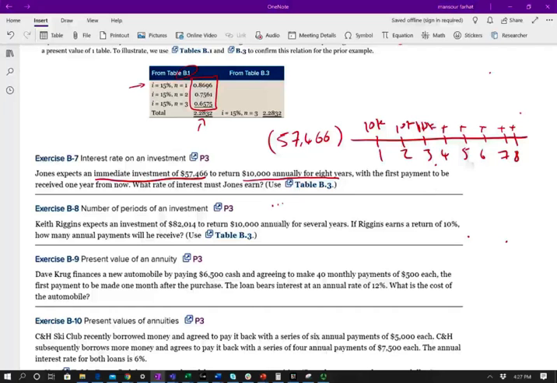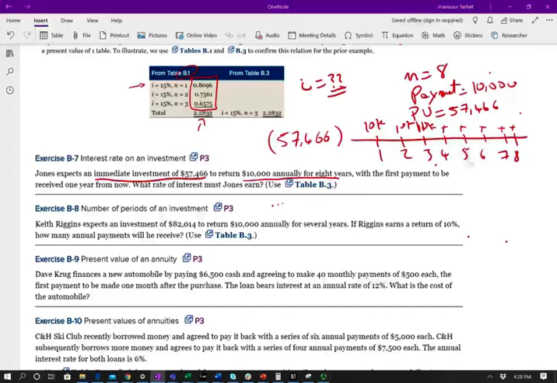So we know n equals 8, the payment is $10,000, and we know the present value of the annuity is $57,466. So the question is, at what interest rate do we need to invest this $57,466 so we can take out $10,000 for the next 8 years? So what's missing is i.